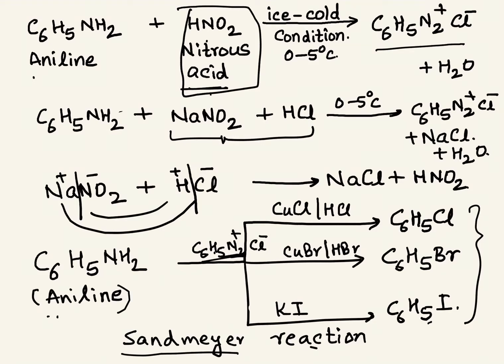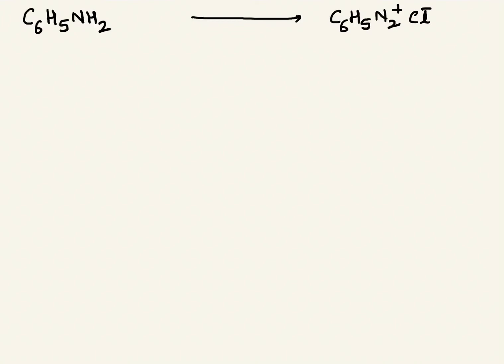Now what about fluorobenzene? I want to prepare fluorobenzene. Is there no way that I can do it? There is a way. So what we did was we modified the Sandmeyer reaction. So would you like to know about it? Let's get going. So again, tell me, how are you going to convert aniline into benzene diazonium chloride, C6H5N2 positive Cl negative? Close your eyes and tell me.